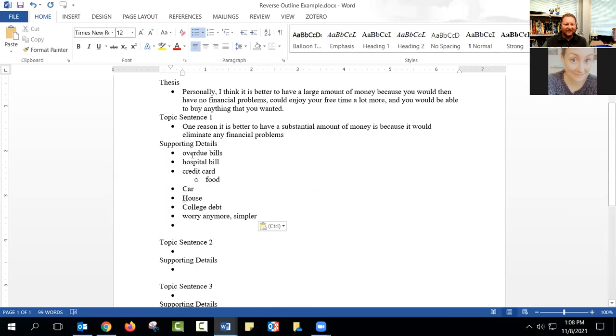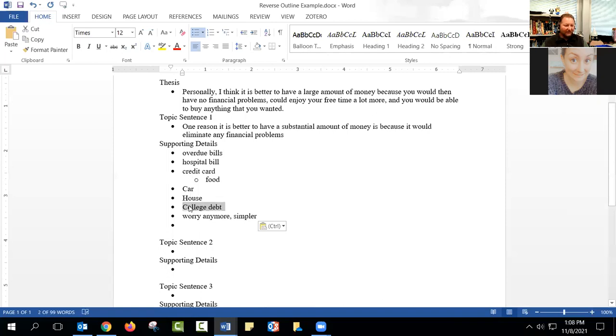If you keep looking here, same thing. We got overdue bills, hospital bills. These are all events that have already happened, right? Buying a new car, buying a new house. These are new things or things you could do. College debt. Oh, that's already happened too. Well, college debt, this is really a bill too, isn't it?